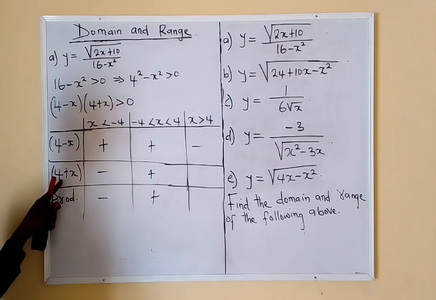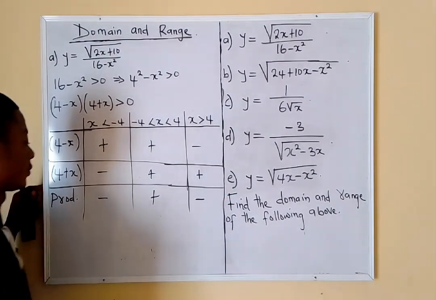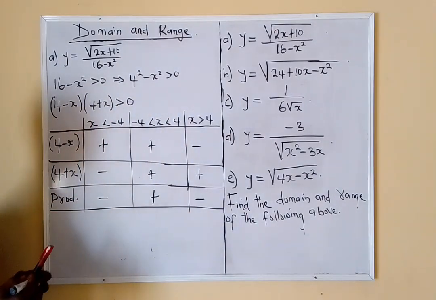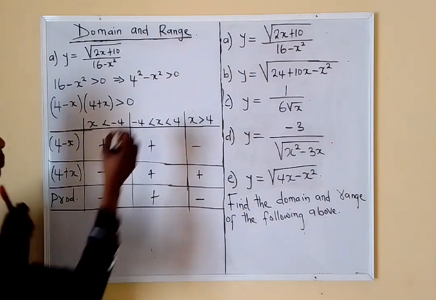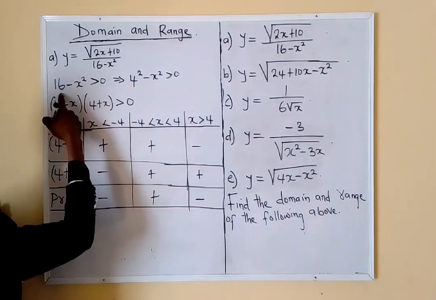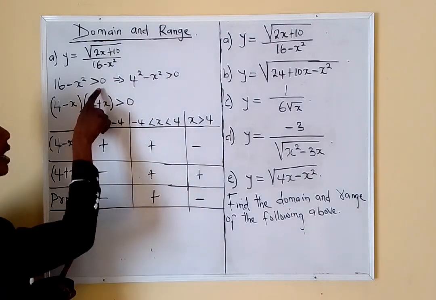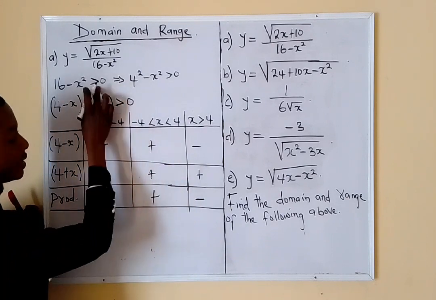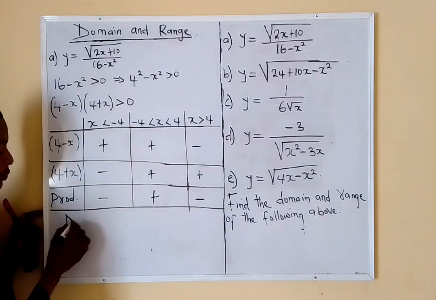Now, how do we get the domain after doing this? From our question, please take note of this very well. The sign here is positive: 16 minus x squared greater than 0. So if the symbol is greater than, you take the ones with positive, or if the symbol is less than, you take the ones with negative. So that means our domain will be the range of numbers that are greater than minus 4 but less than 4.